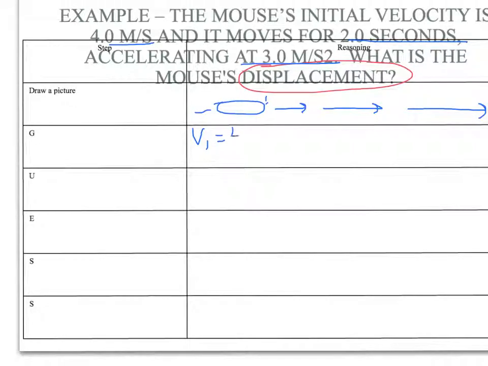Okay, the given information from this problem: our initial velocity, VI, equals 4 meters per second. Our time is 2 seconds. And our acceleration is 3 meters per second squared. At this point, it is very important that we have our symbol or variable, what part of the equation this is representing, as well as our units.